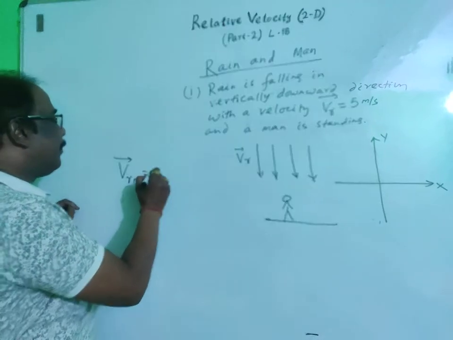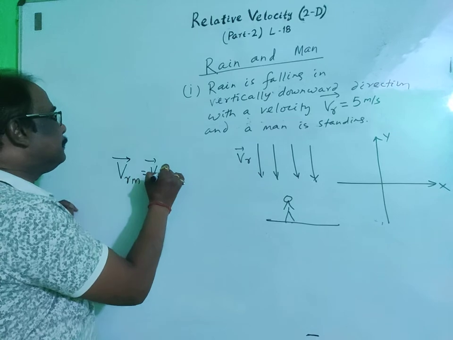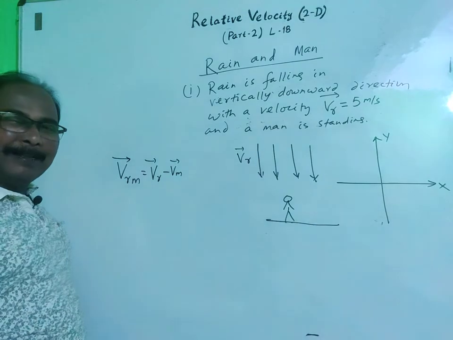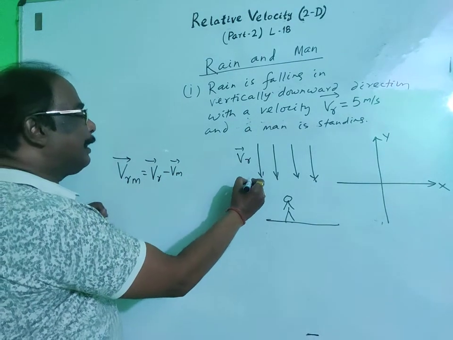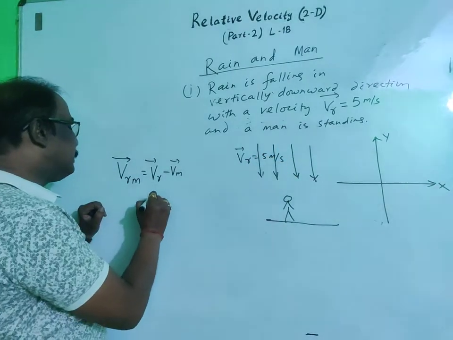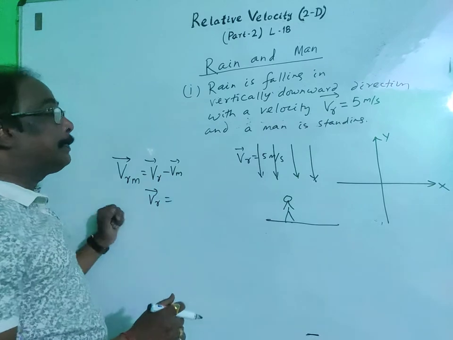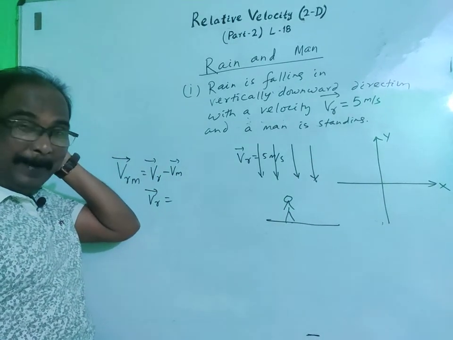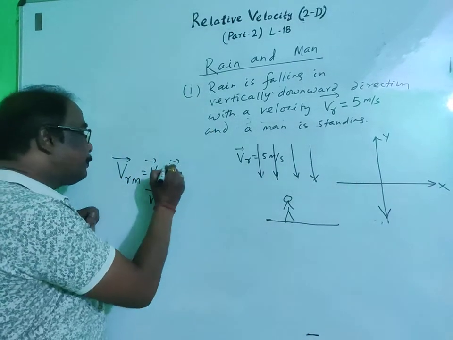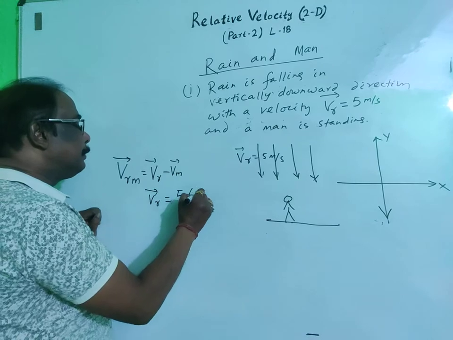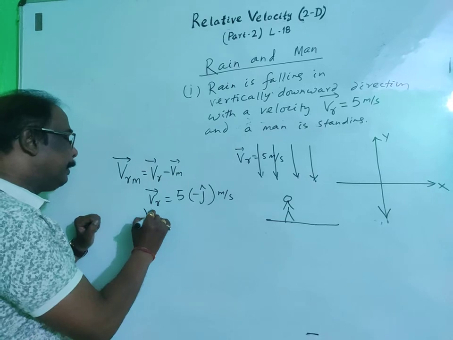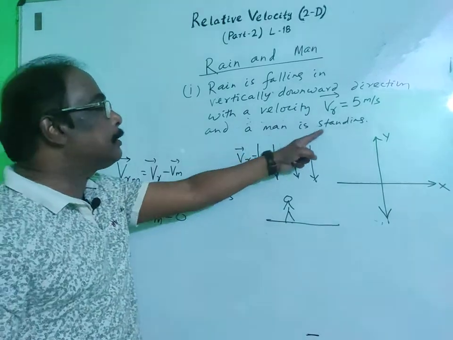And as per our formula of vector subtraction, this is Vr minus Vm. Method of vector subtraction. Rain falls vertically downward and the magnitude of its velocity is 5 meter per second. In vector form, if you take the help of orthogonal unit vectors, this is along the negative y-axis direction. So the velocity of rain is 5 into minus j cap meter per second, and the velocity of man is 0 because the man is standing.